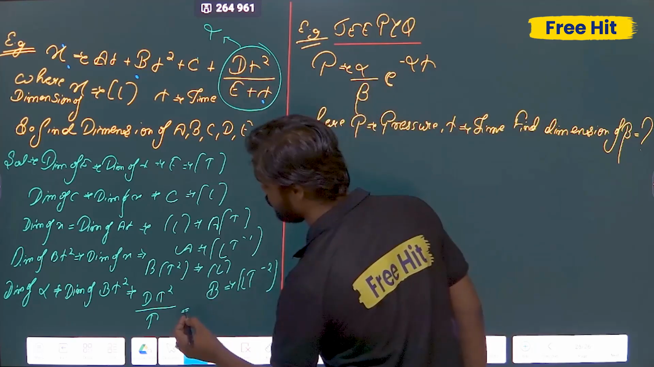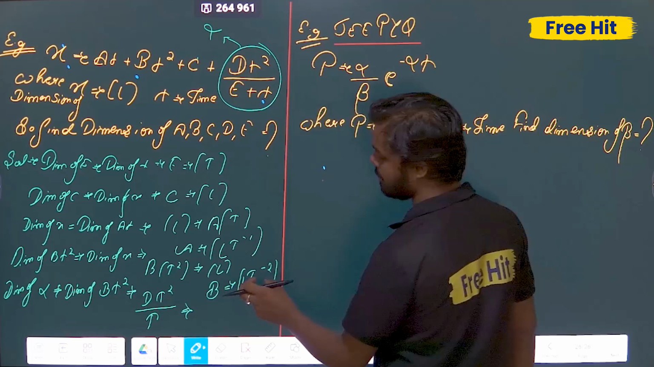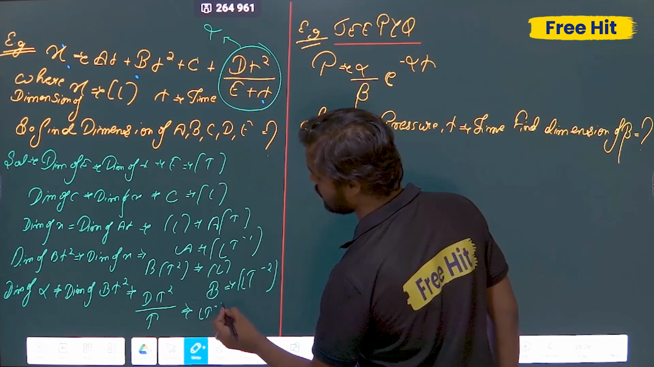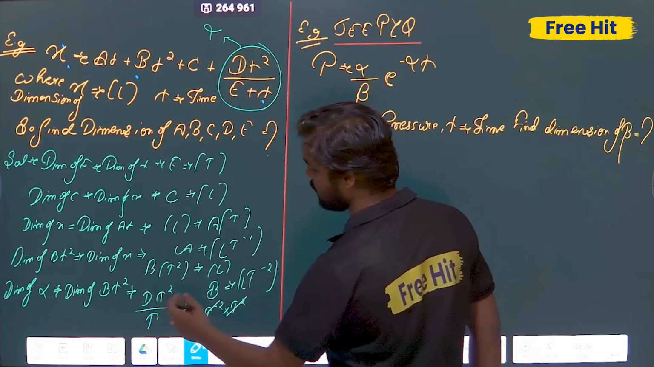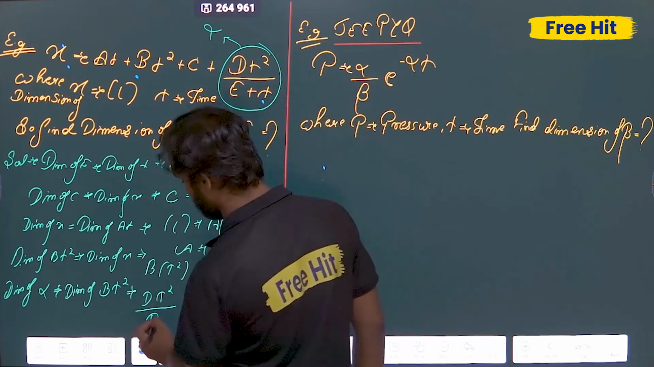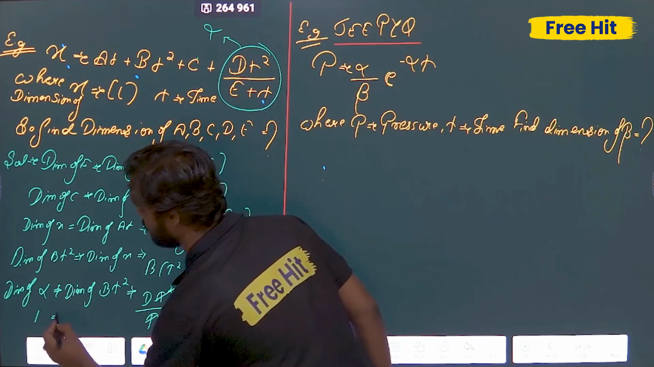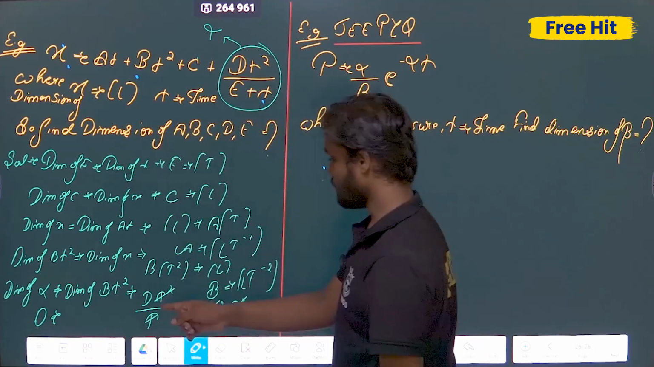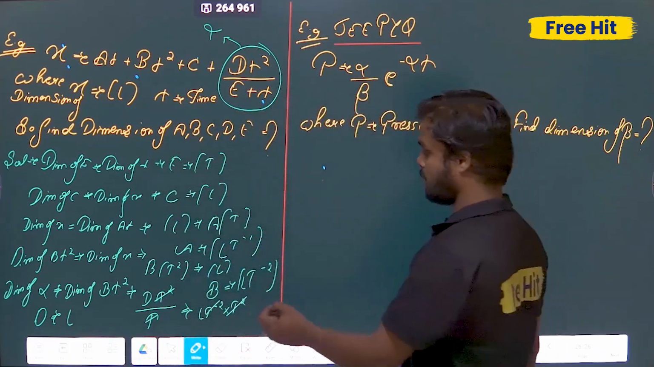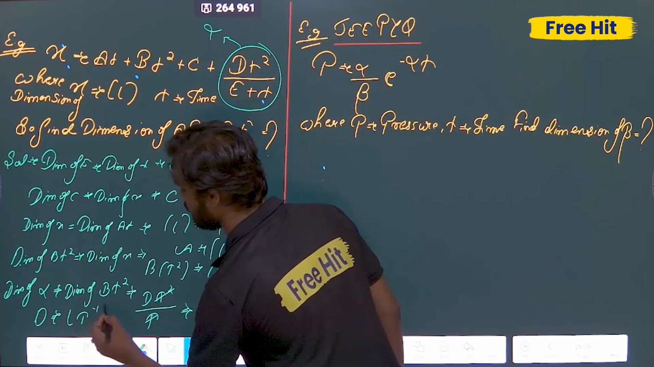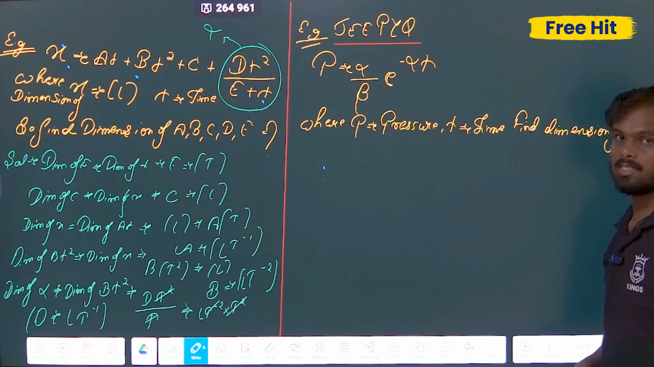Now what is the dimension of BT square? B's dimension is LT minus 2, that is LT minus 2. And what is the dimension of T square? That is T square. So from here what will I get? I will get the dimension directly, and this T with this T will be cancelled. So from here, the dimension of my D will be L, okay, so the dimension is LT minus 1, sorry, this is LT minus 1. So from here we can calculate all the dimensions of A, B, C, D, E, F.